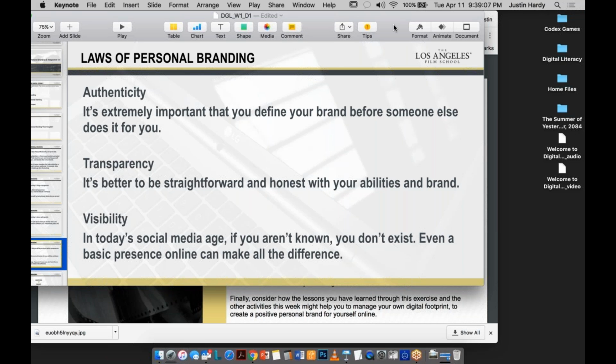So the next one is visibility. Now, this one's really, really important. In today's social media age, if you're not known, you don't exist. If you don't put yourself out there, people aren't going to be able to find you because search engines aren't going to pop up with your name.